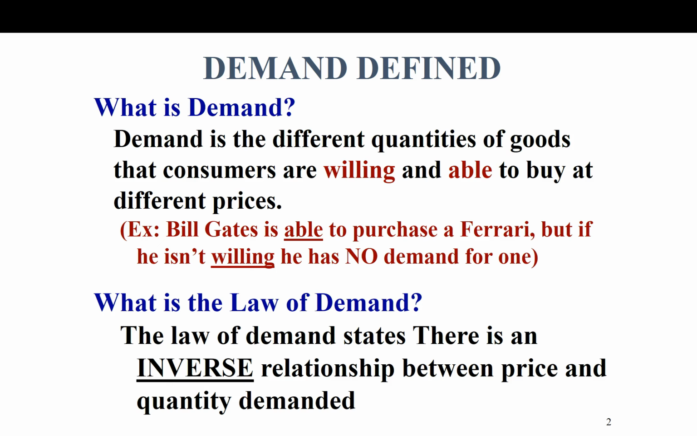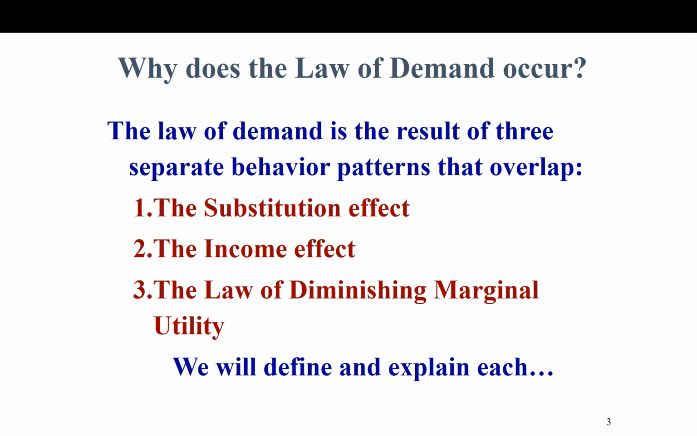So the example I give here of Bill Gates, he might have the money to buy a Ferrari, but if he's not willing to, then he has no, what we would call, economic demand for one. The law of demand is this idea that there's an inverse relationship between price and quantity demanded. And this is an important thing to understand. This inverse relationship can be explained in a couple of different ways. There are three effects that explain this law of demand, this inverse relationship.